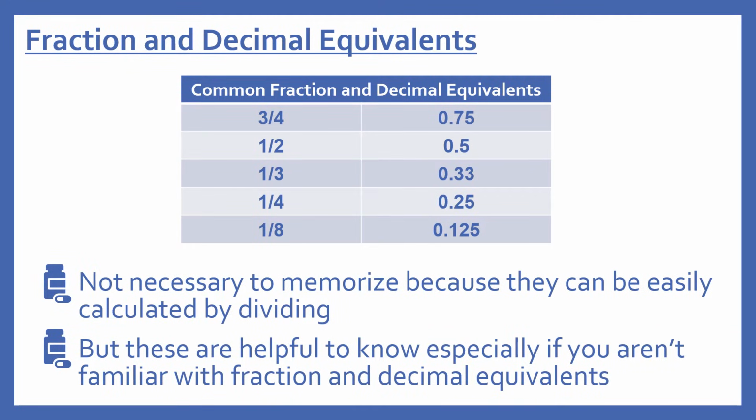So we'll look now at some fraction and decimal equivalents. These are common ones that you may see. 3/4 equals 0.75. 1/2 is 0.5. 1/3 is 0.33. 1/4 is 0.25. 1/8 is 0.125. Now it's not necessary to memorize this because they can easily be calculated by dividing, but these are helpful to know, especially if you aren't familiar with fraction and decimal equivalents.